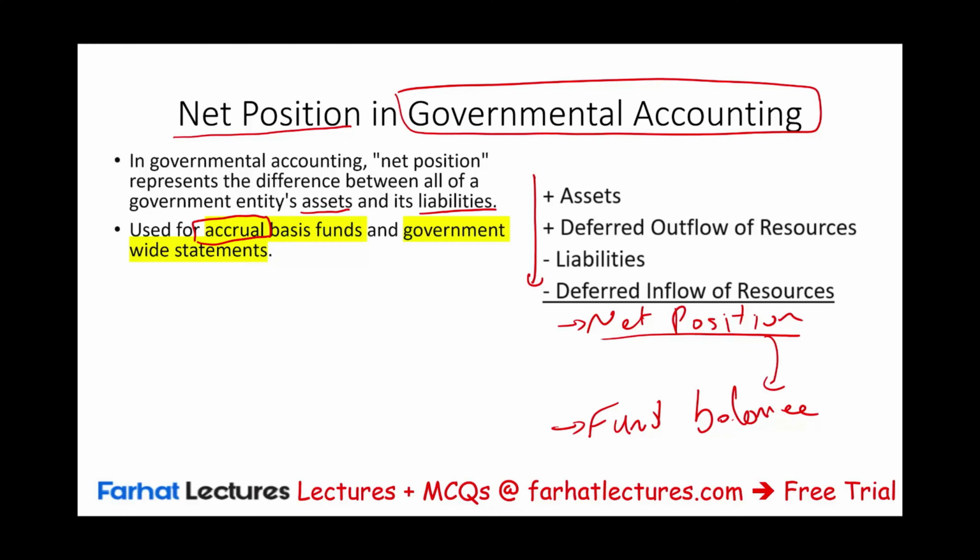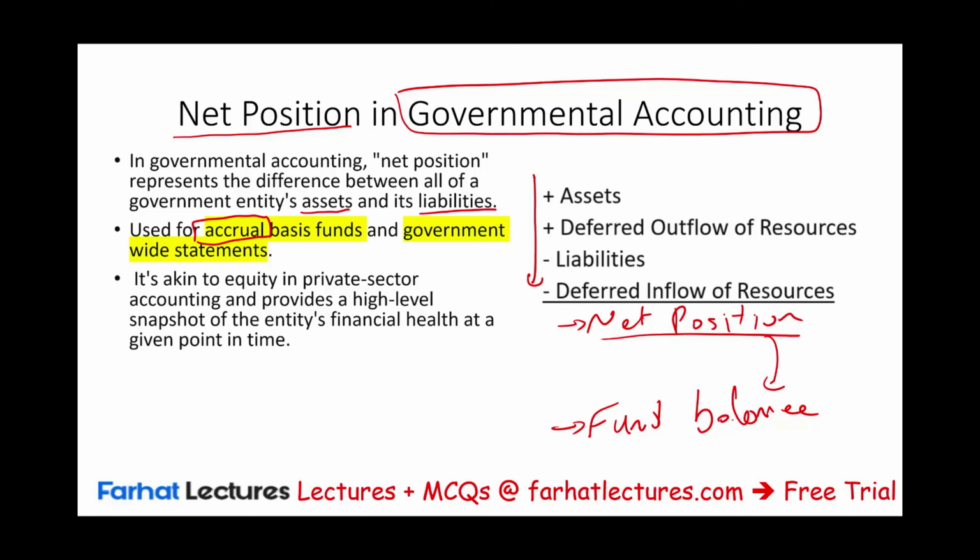Now, this concept is also similar. Assets minus liabilities equal to what? Equal to equity. So the concept is the same when it comes to businesses. Businesses use the term equity. We use net position for full accrual funds and government-wide financial statements, and the term fund balance for what? For modified accrual basis. And remember, under the fund balance, we learned about 5 categories. Net position will have 3 categories.